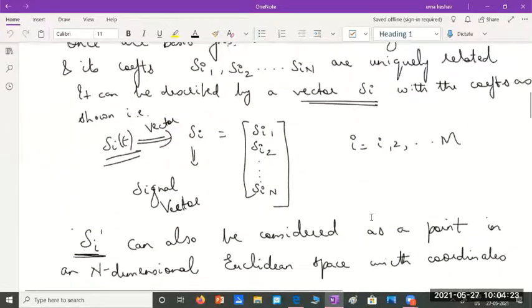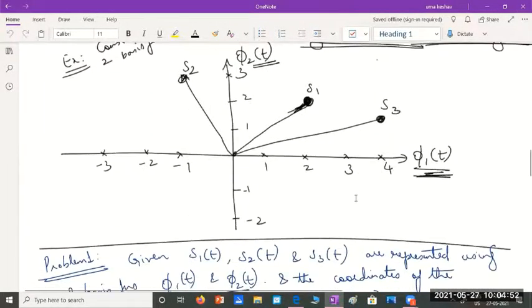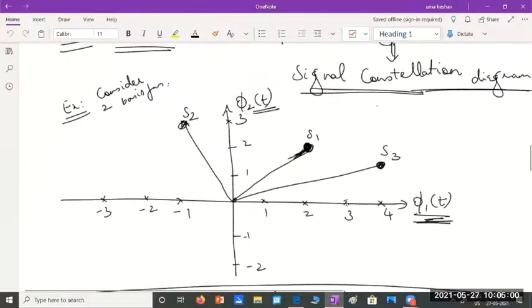And then we also said we can geometrically represent each signal as a signal vector Si. So the given finite energy signal Si of t can be represented as a vector Si, and each vector will have n coefficients Si1 to Sin. And this i value will range from 1 to m, representing m message signals. These vectors could be drawn geometrically in a signal space diagram, also known as the constellation diagram.